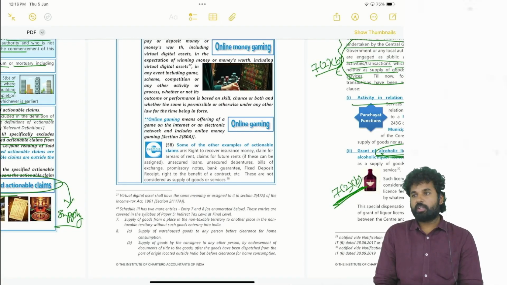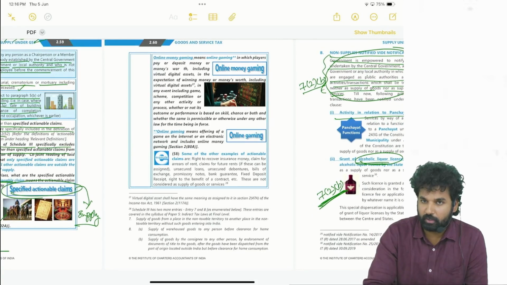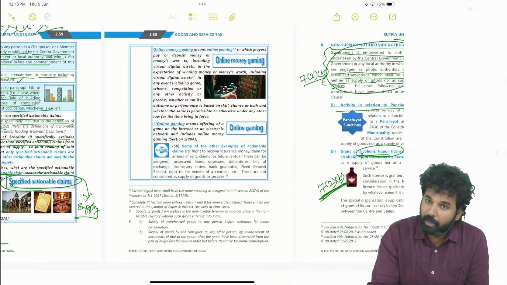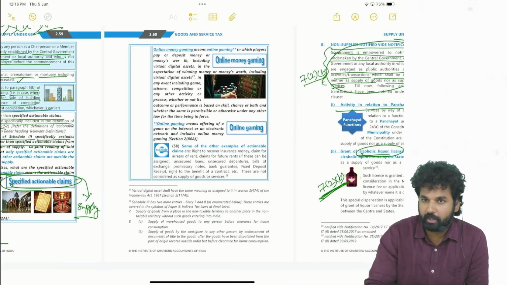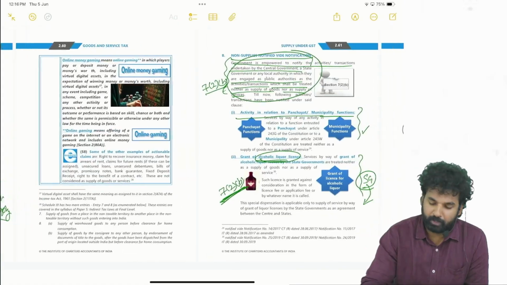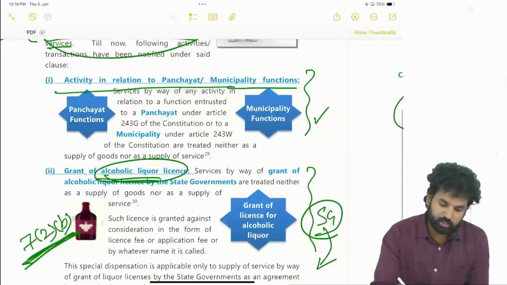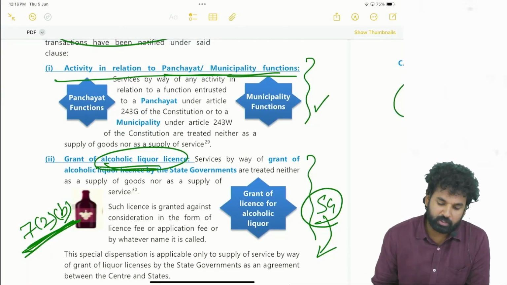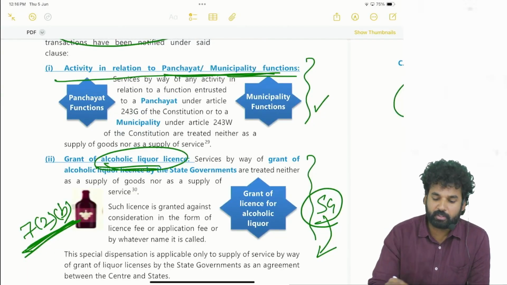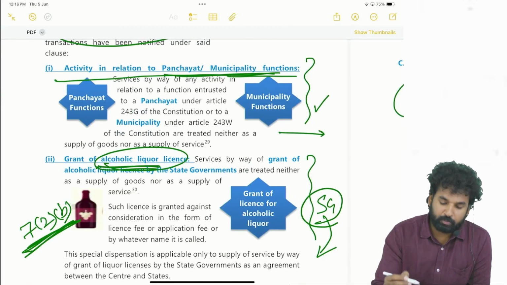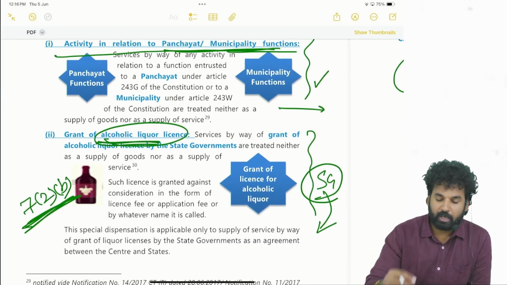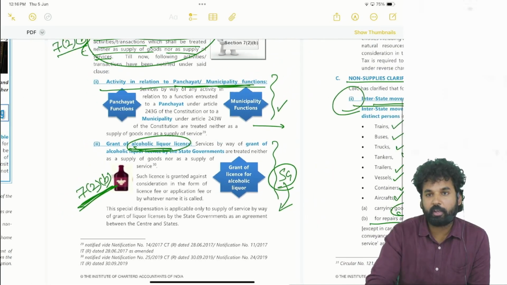Now comes Section 7, Subsection 2, Clause B, where notified services have been given, and that too services made by a supplier. Who will be the supplier? The Central Government, State Government or a local body will be the supplier. Correct? Right. So in such cases, panchayat and municipality functions will be treated as not a supply. At the same time, alcoholic liquor licenses given by the state governments will not be treated as supply. Other licenses will be treated as supply.